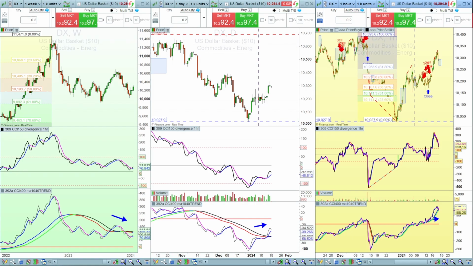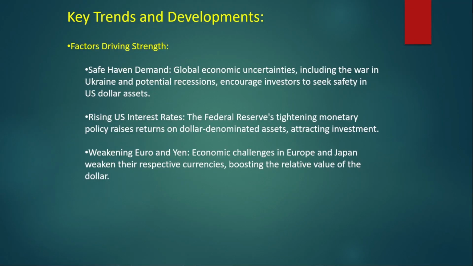In terms of some economic outlook for the US dollar, just be mindful of the safe haven demand for global economic uncertainties, including the wars. And the US dollar is generally a safe haven, although more recently, with all the printing of money, just be careful of having too much faith in the fiat currency. Rising US interest rates, the Federal Reserve's tightening monetary policies attract investment, and with also the weakening euro and yen, that can also add strength to the US dollar.